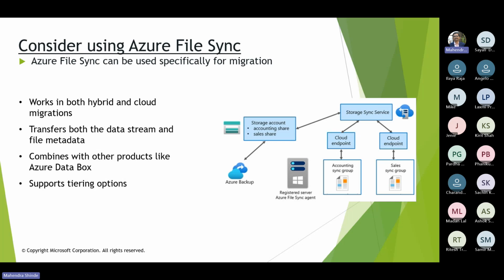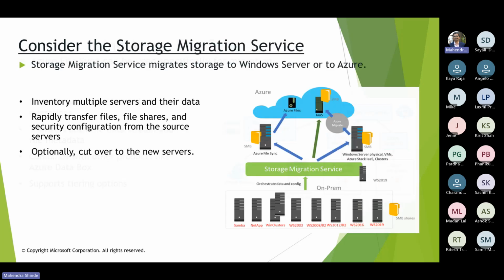Okay. Works in both hybrid and cloud migration. What is hybrid? Hybrid environment is when you continue to use local environment and cloud environment both. That is called hybrid cloud. Hybrid cloud is when you continue to use your on-premise and your cloud resources. It works for them. You can transfer data and metadata both. And you can also combine it with another Azure service called Azure Data Box. And there are several pricing tiers available right now.